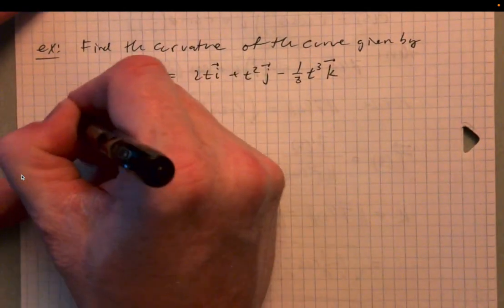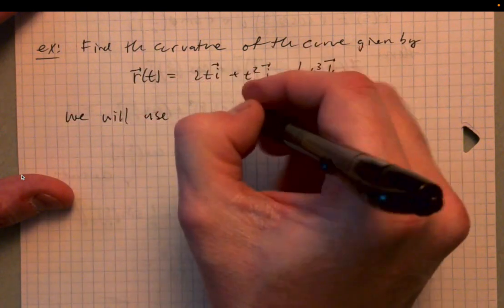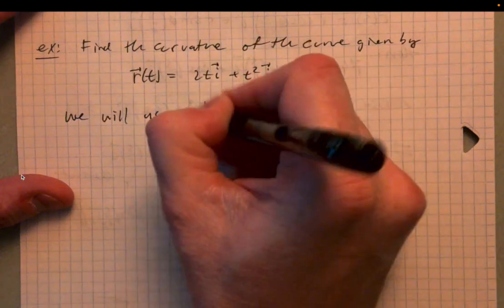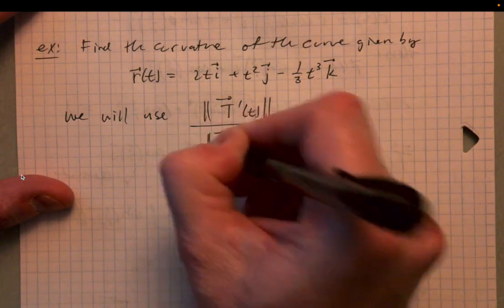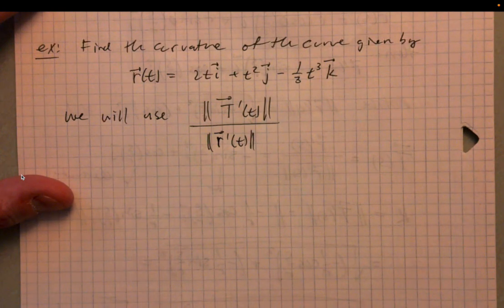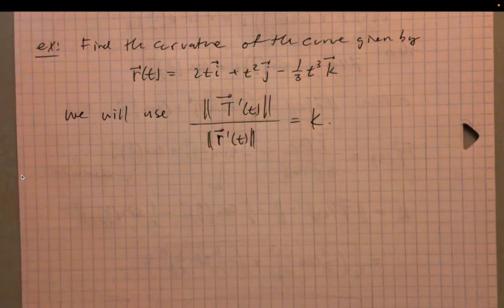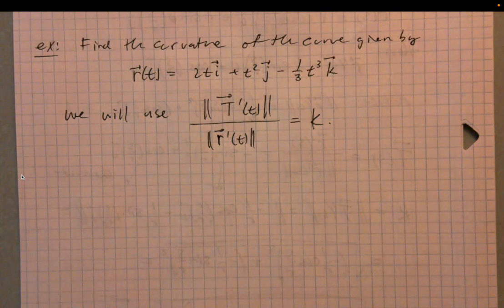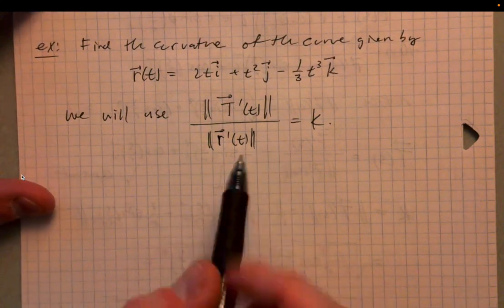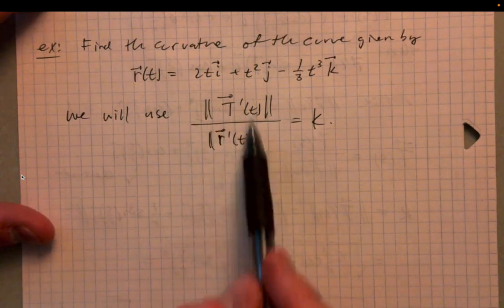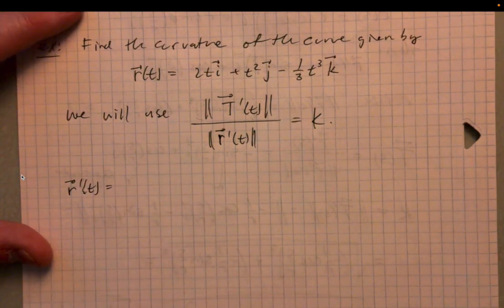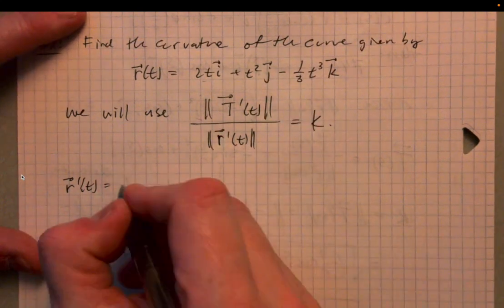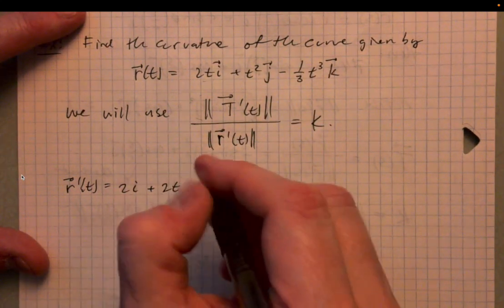What we're going to use is the derivative of the unit tangent vector, take the norm of that, and then divide that by the norm of the derivative of the vector r, and that's going to be our k. This is the formulation we just talked about. Let's go ahead and do this. We need the derivative of r to start with, because that's required to find T. So r prime of t, we differentiate this, and we get 2i plus 2tj.